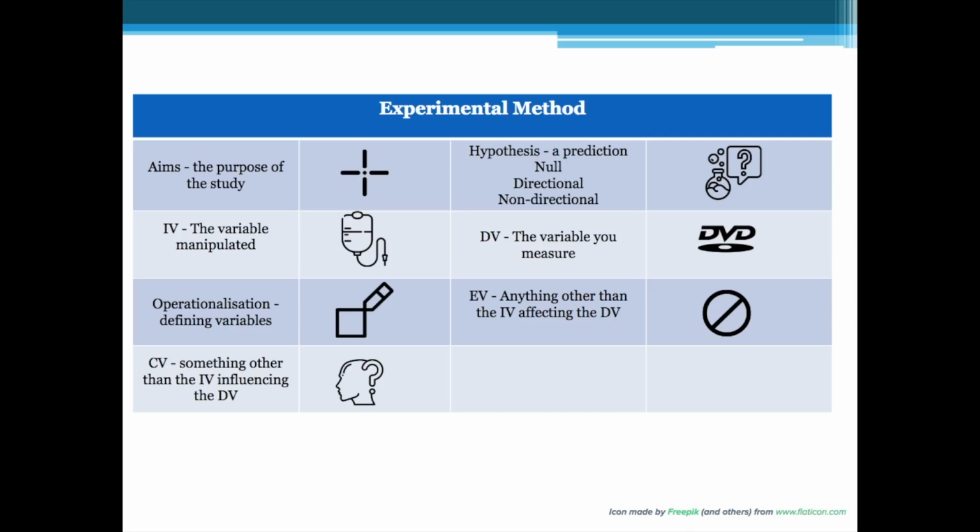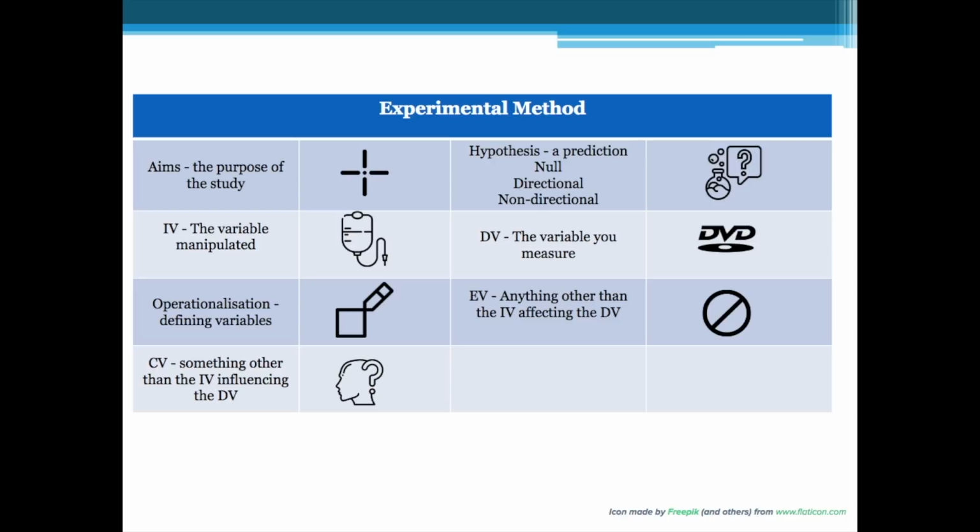Before you get into lots of the research, there are certain terms that you need to be aware of, and we start generally with looking at the experimental method. To understand the experimental method, you need to understand some of the terms that come before that, such as aims, which are the purpose of the study, and hypotheses, which are a prediction, and these are ones where you certainly are going to have to be able to apply them.